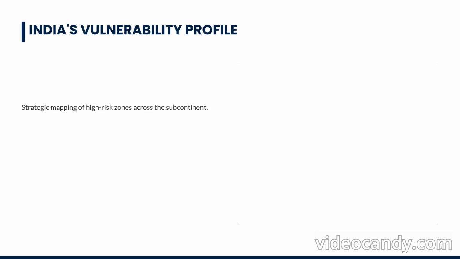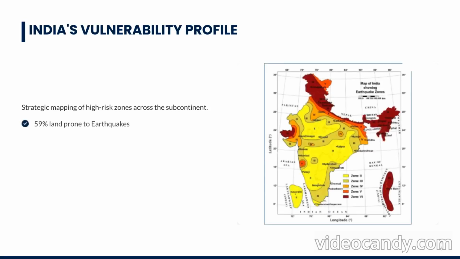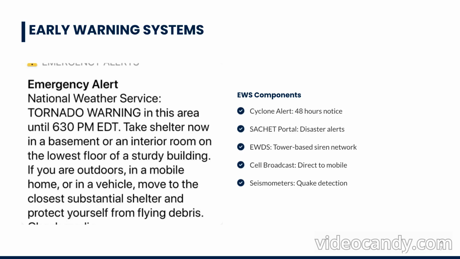59% of the land is prone to earthquakes, and 12% is susceptible to floods. Additionally, 5,700 kilometers of coastline are prone to cyclones, and 68% of the cultivable area is vulnerable to drought. Effective early warning systems are vital. Components include cyclone alerts with 48 hours notice, the Sachet portal for disaster alerts, and the EWDS, a tower-based siren network. Cell broadcast sends direct-to-mobile warnings, and seismometers provide quake detection.